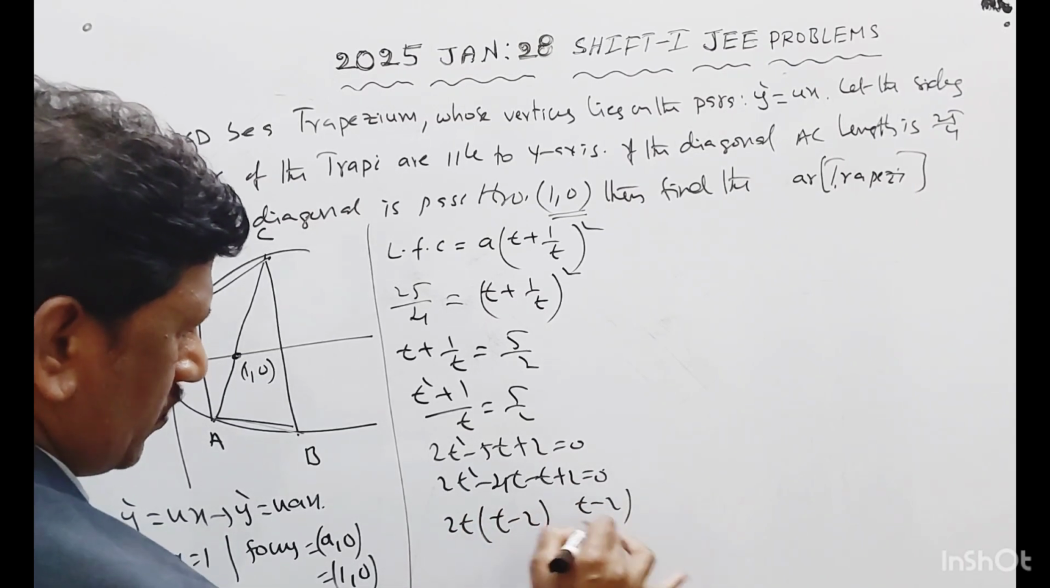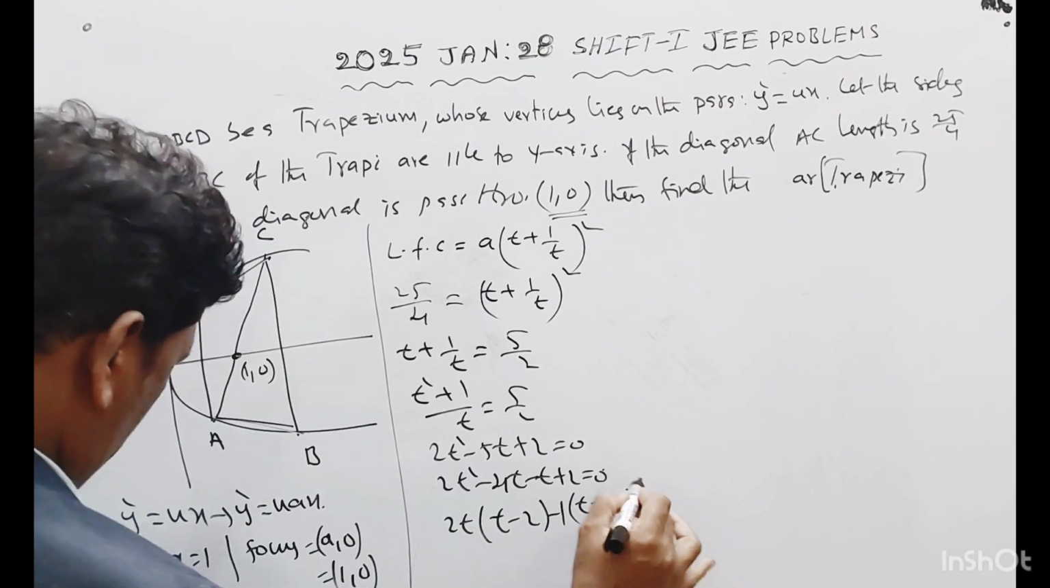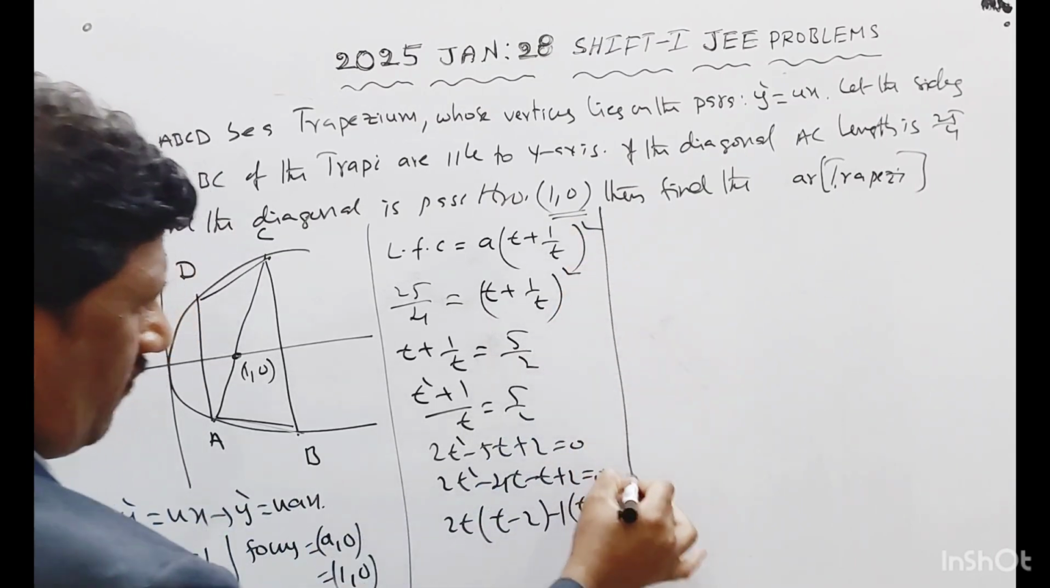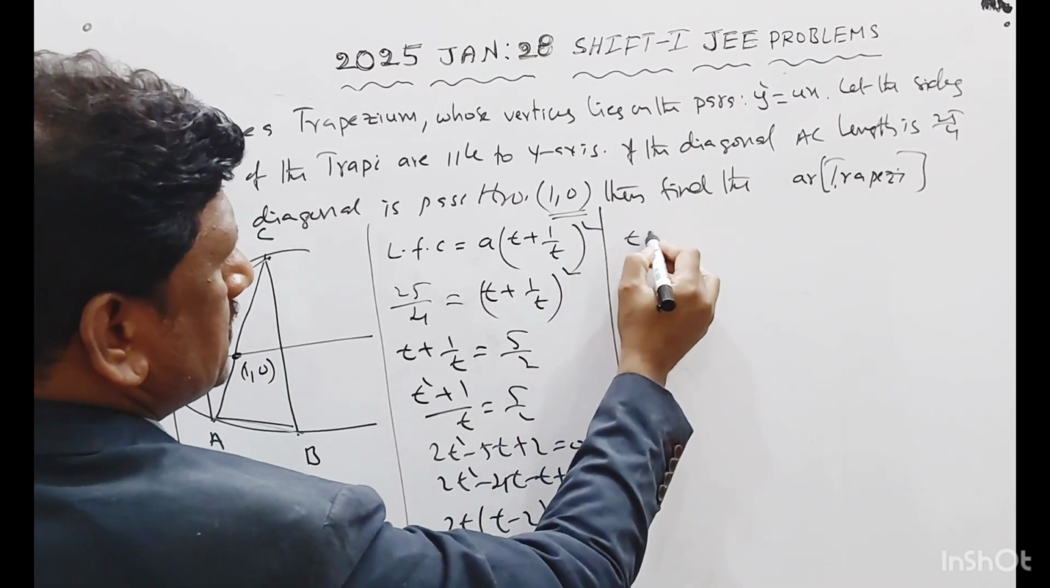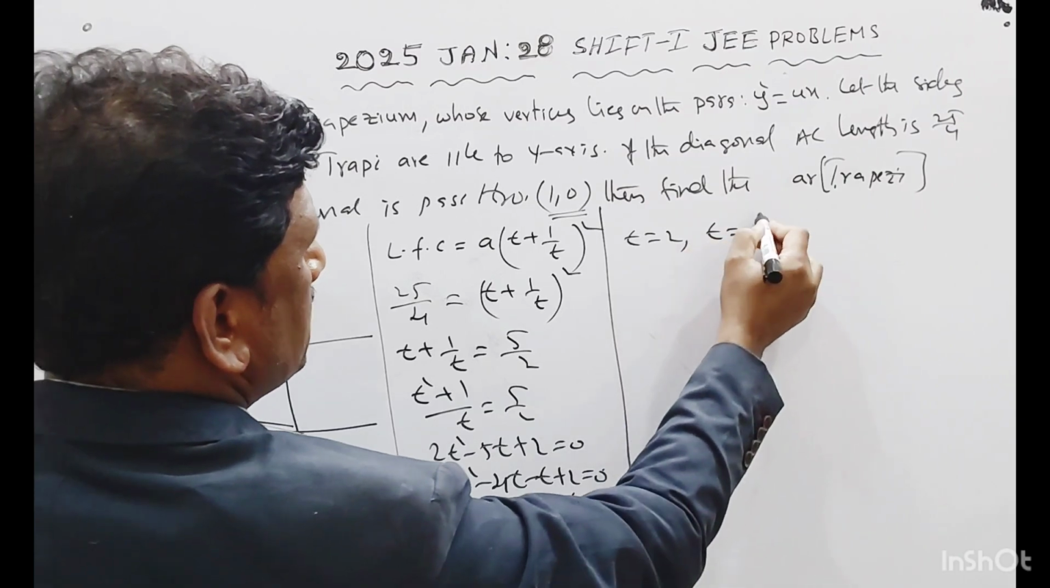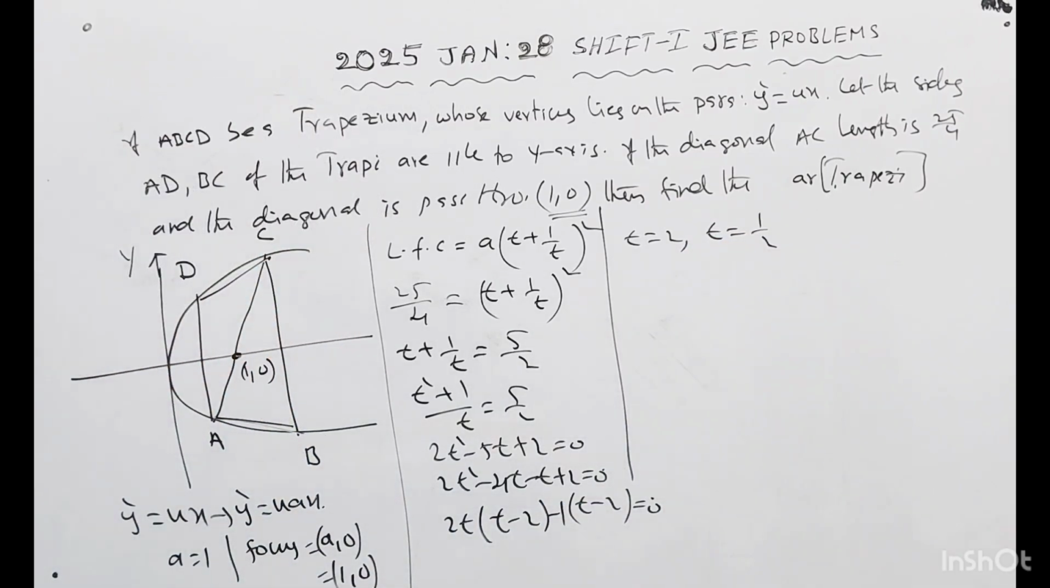Write the t values here: t is 2 and minus 1 are common. So I got it, one t value is 2, and another t value is 1/2 will come. Okay, right. Look, all of you students.